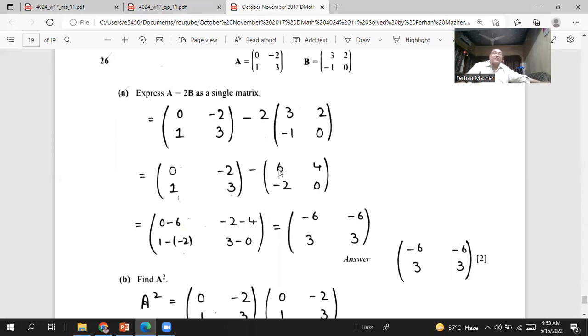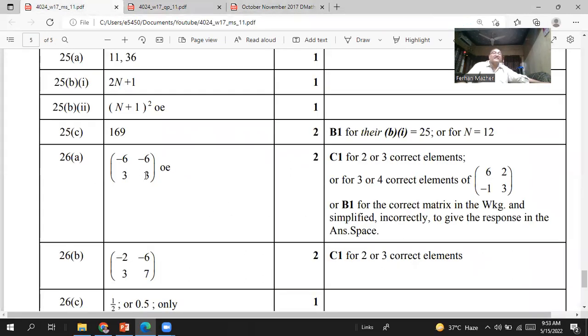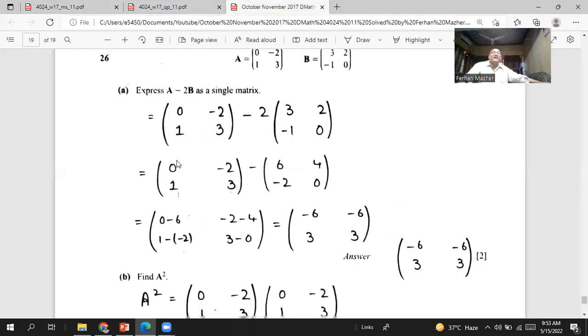Then you can subtract. 0 minus 6 will be minus 6. Minus 2 minus 4 will be minus 6. 1 minus minus 2 is 1 plus 2, and that will be 3. 3 minus 0 will be 3. So this is the answer for question number 26: minus 6, minus 6, 3, 3. That is our answer.